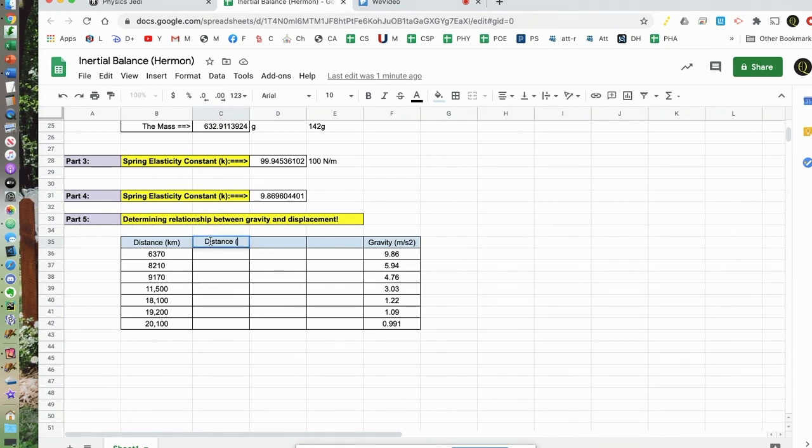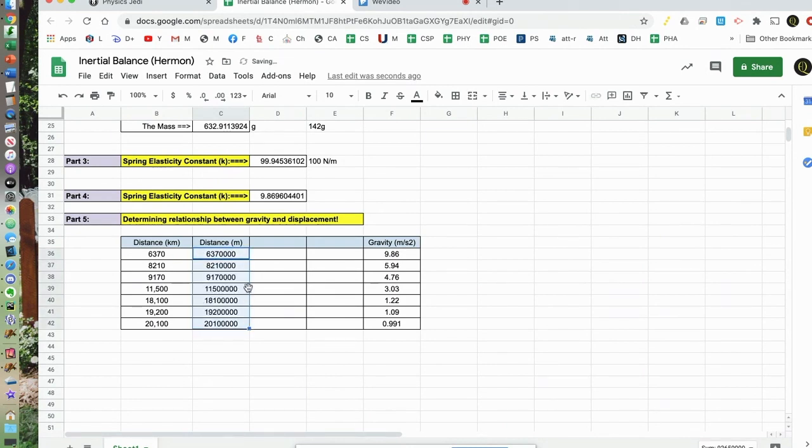actually in meters. We don't want it in kilometers. We want it in meters. The way to do that is equals, we take this and multiply by 1,000 to put it in meters. You can just do that and drag that down.